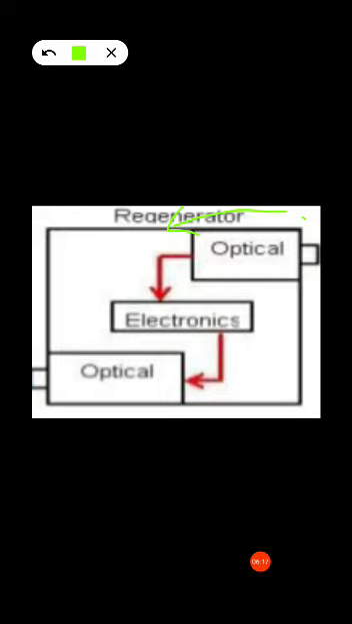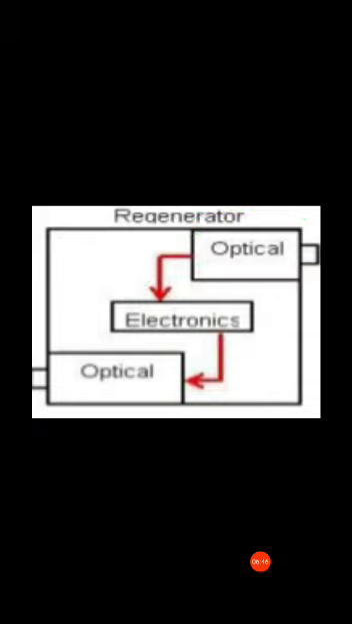This electrical signal is applied to the electronic circuit. Here the electronic circuit restores the original signal, and its output is given to the optical transmitter. The optical transmitter converts the electrical signal into an optical signal.